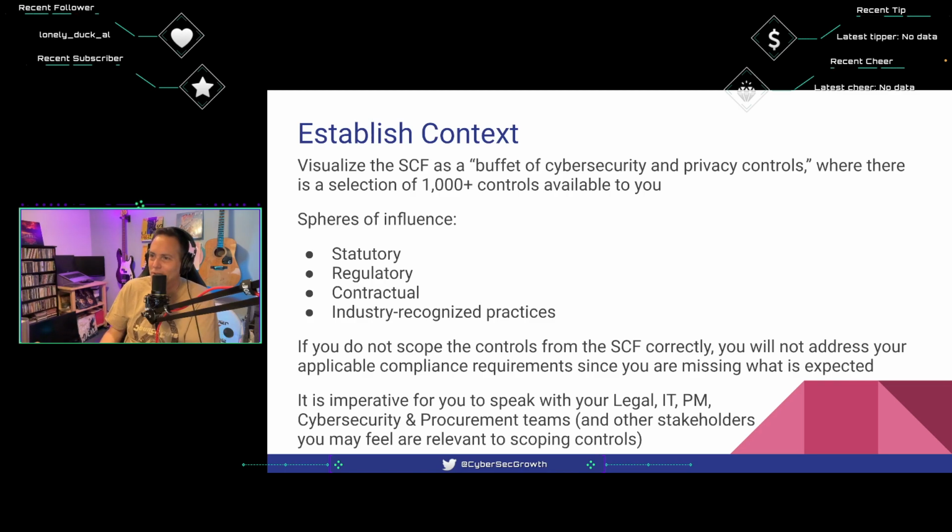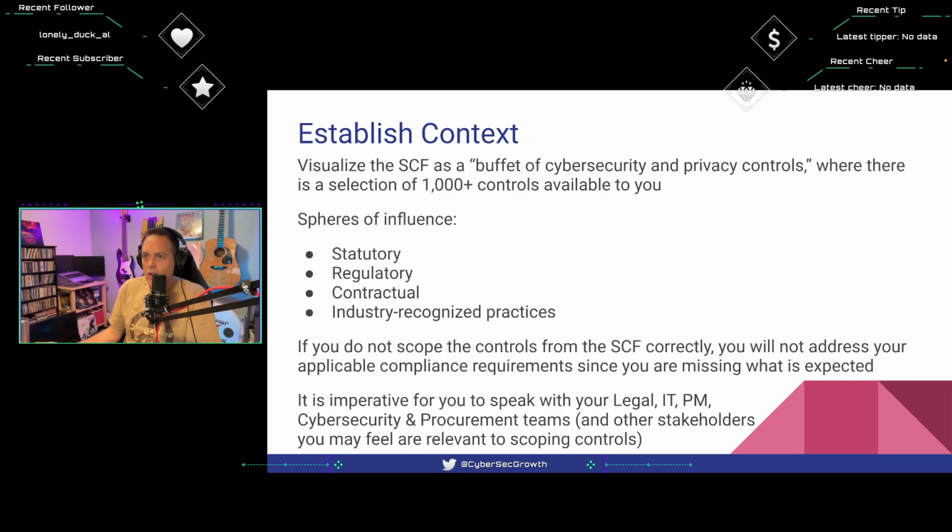I'm just reading some of my notes here, and there are some typos. You don't have to eat everything on the buffet table. The same applies to the SCF control set. Once you know what is applicable to you, you can generate a customized control set that gives you just the controls you need to address your statutory, regulatory, and contractual obligations.